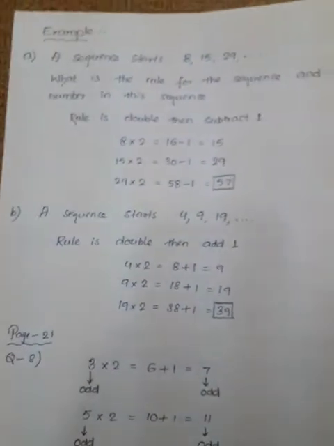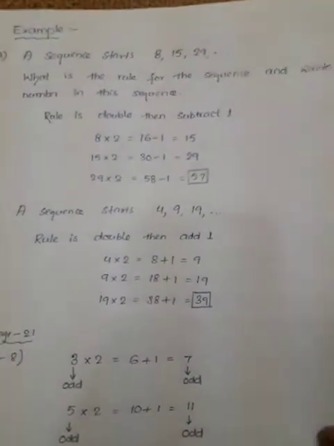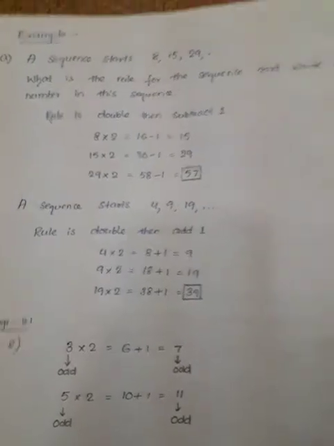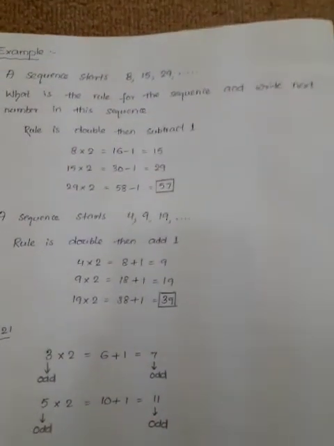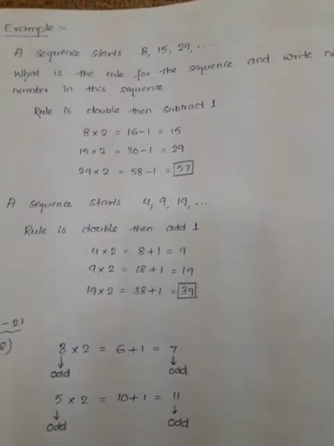And now look at the question number. These are the examples. So a sequence start from 8, 15 and 29. What is the rule here? What is the rule for the sequence? And write the next in this number. The rule is double then subtract 1.